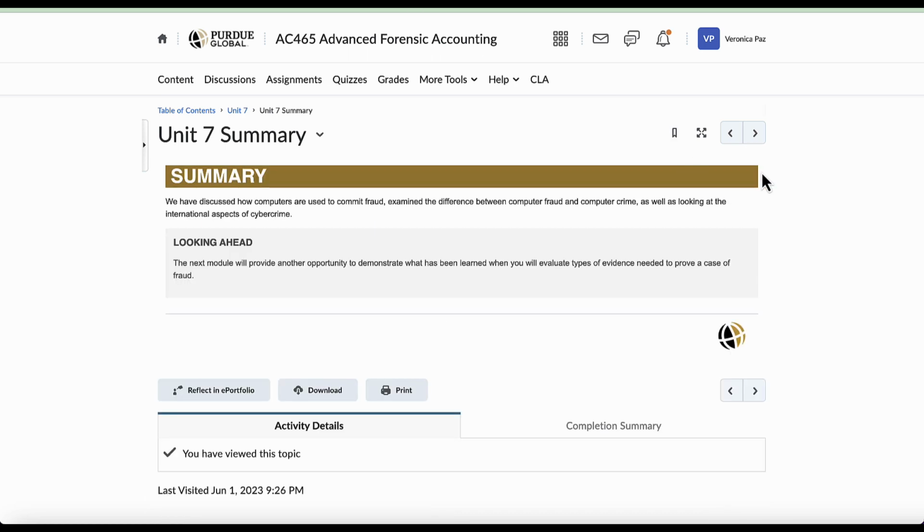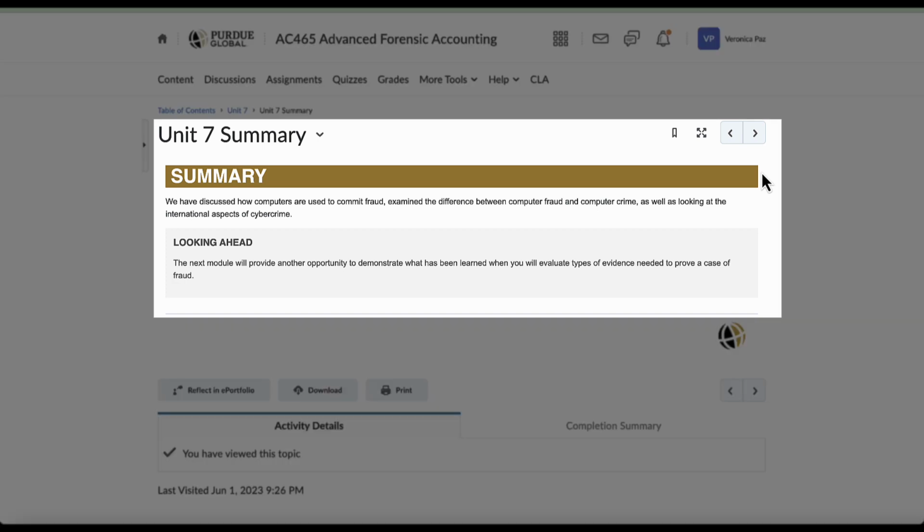Once you get to the Unit 7 summary, we will have already discussed how computers are used to commit fraud and examined the differences between computer fraud and computer crime, which you're going to do in your discussion, as well as looking at the international aspects of cybercrime. Then we will move on to Unit 8, which will give us another opportunity to demonstrate what you've learned with the different types of evidence that is needed to prove a case of fraud.